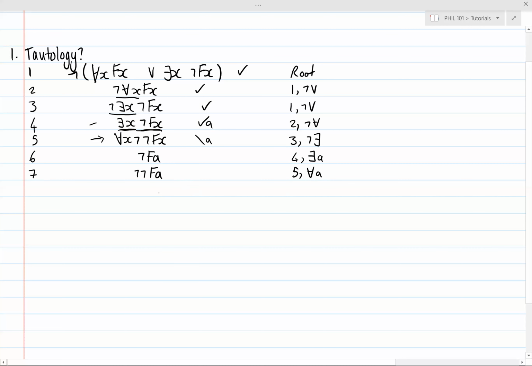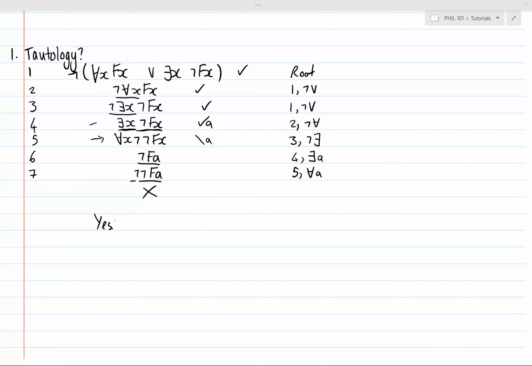Now I can actually see I've got a contradiction, because I've got not fa and fa. That's a contradiction, and this tree closes. So that tells me that we couldn't find a way for the negation of the formula to be true. And that means the formula is always true. So is it a tautology? Yes, it is a tautology.